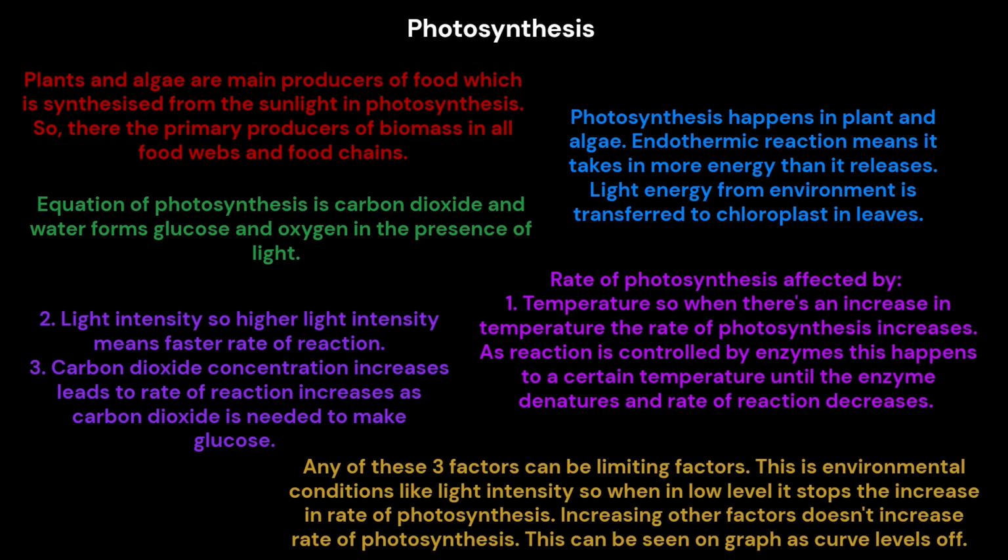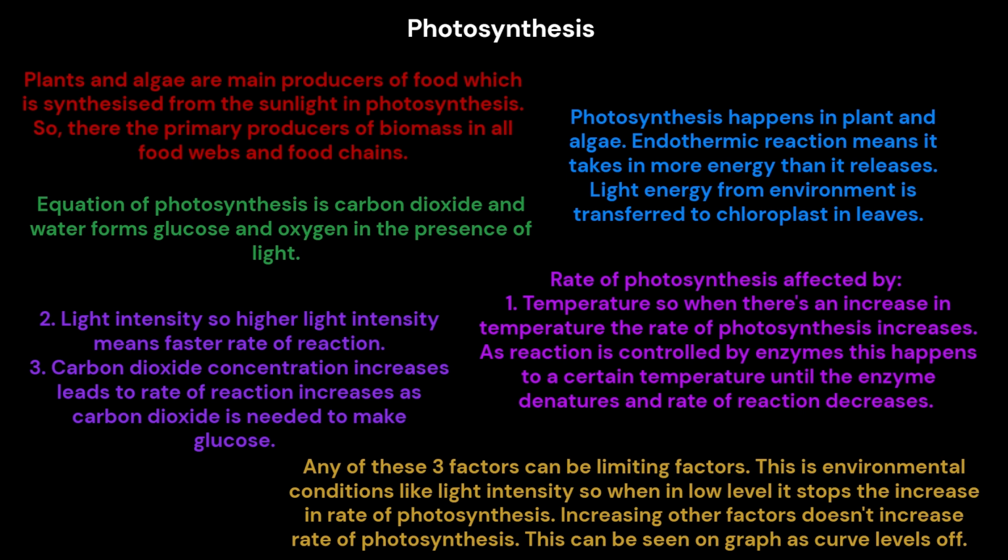The rate of photosynthesis is affected by: 1. Temperature. When there's an increase in temperature, the rate of photosynthesis increases. As the reaction is controlled by enzymes, this happens up to a certain temperature until the enzyme denatures and the rate of reaction decreases. 2. Light intensity. Higher light intensity means a faster rate of reaction.